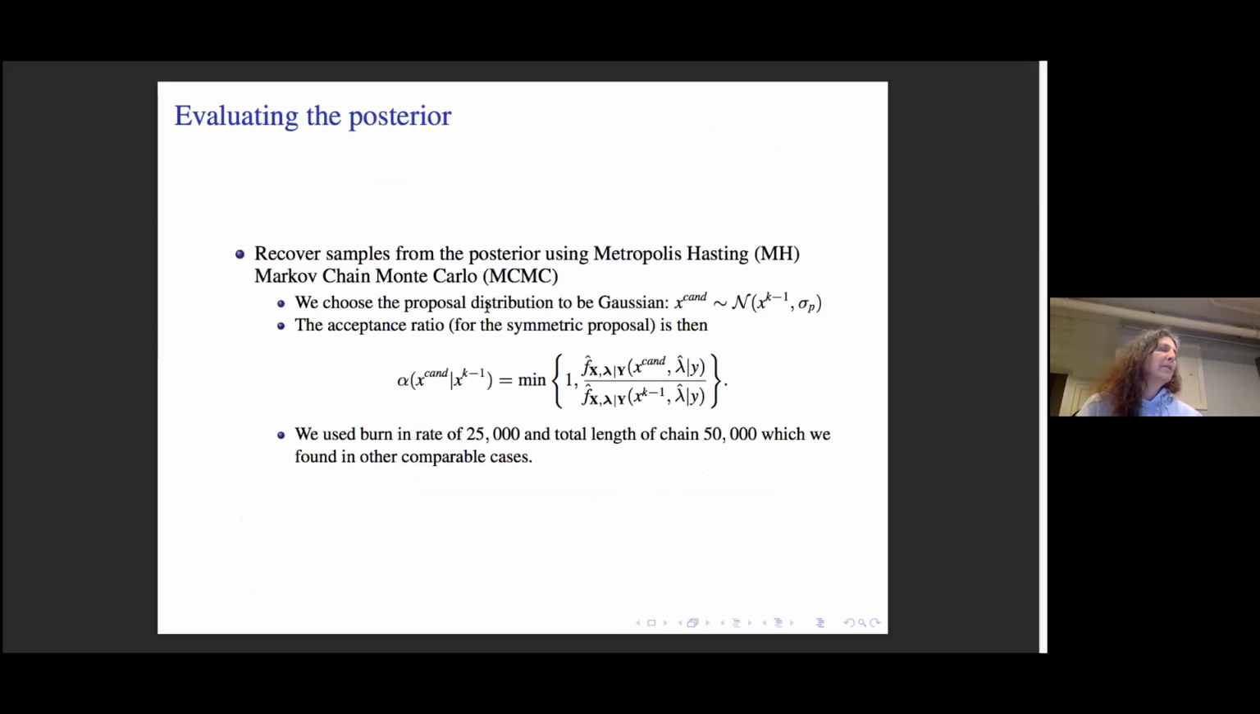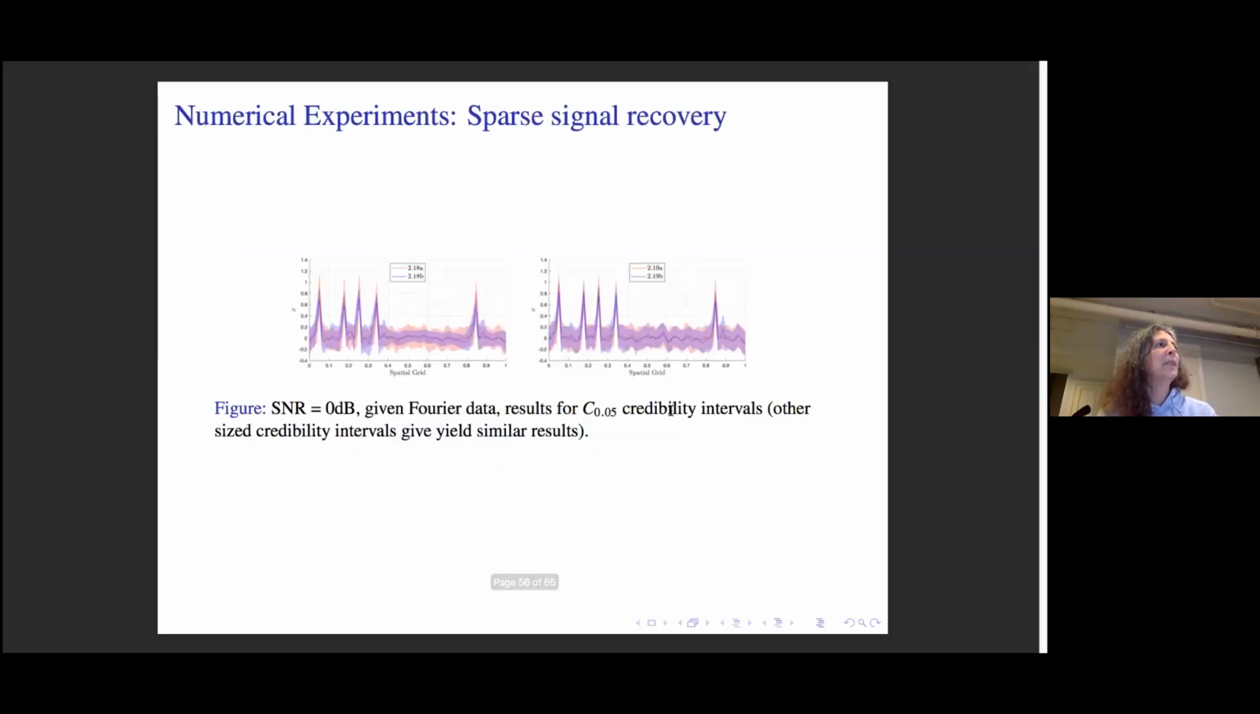All right, so we use Metropolis-Hastings because there's no closed form. This is just standard stuff about MCMC: what the acceptance ratio looks like, burn-in rate, total length of the chain. So here are our results in 3 minutes, according to Mark's microwave.